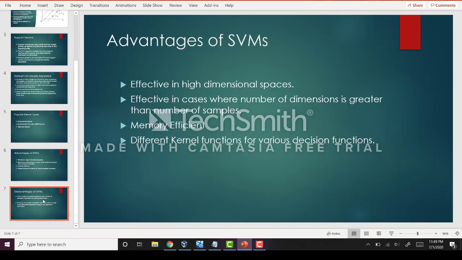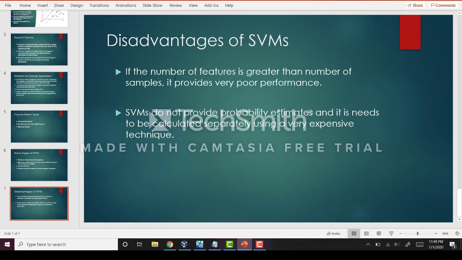What are the disadvantages of SVMs? If the number of features is greater than the number of samples, the performance of SVM is very poor. Also, one of the major disadvantages is that it does not provide probability estimates. They need to be calculated separately using a very expensive technique.